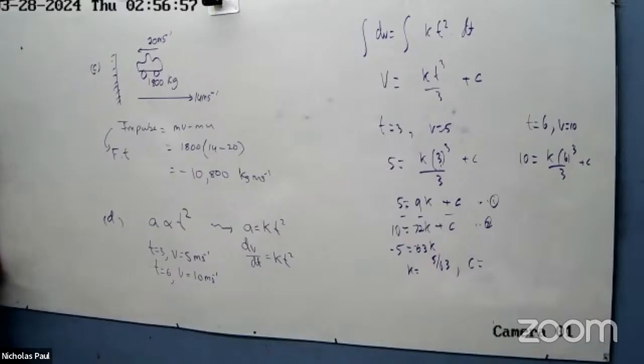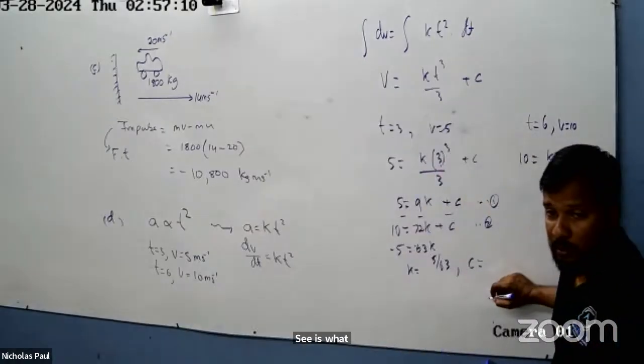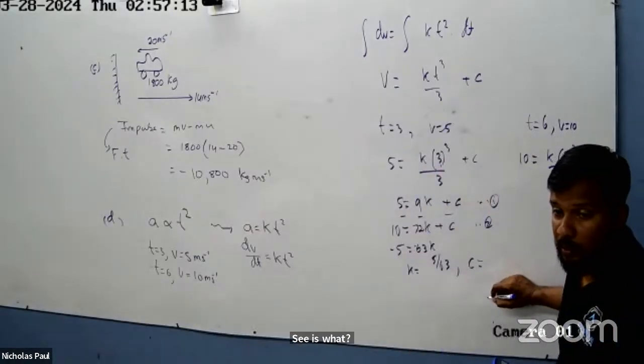That's the first one. Well, define C. K and C are defined. Fix it one time. C is what? 13 and 7.